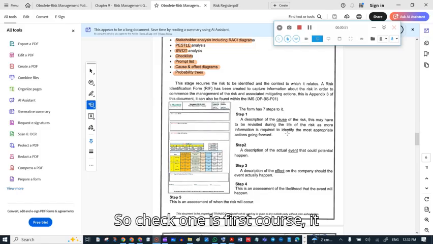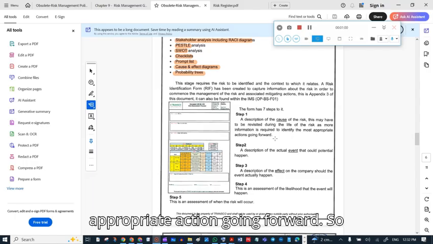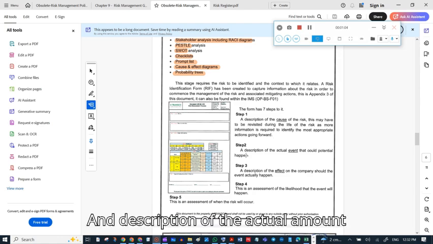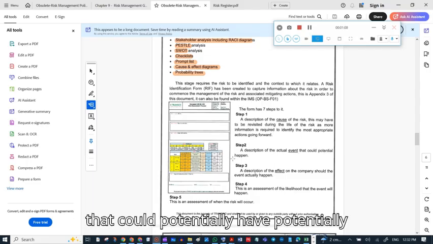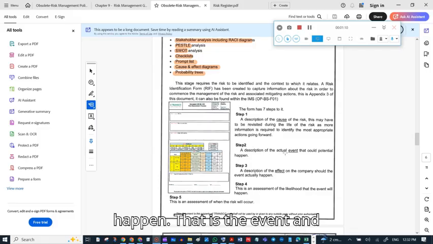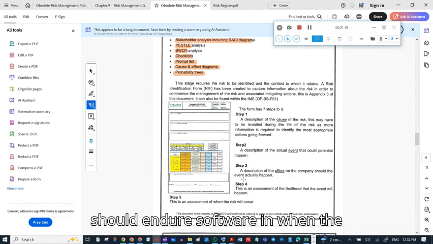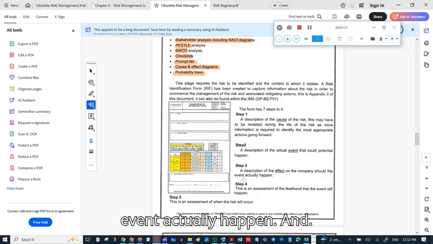Step 1 is the cause. It has to be revisited during the life of the risk to identify the most appropriate action going forward, so it is always reviewed. Then comes a description of the actual event that could potentially happen. That is the event. The effect is a description of what the company should endure or suffer when the event actually happens.